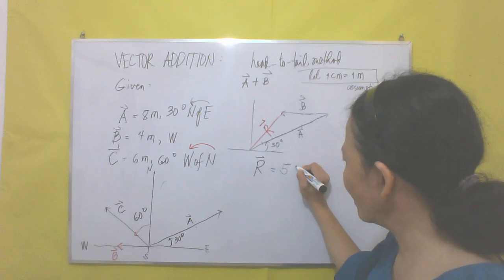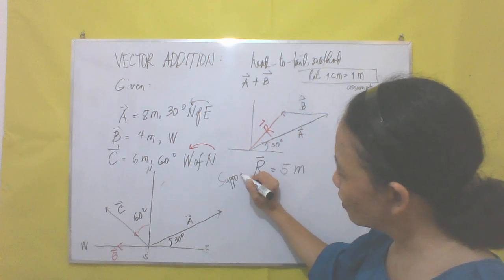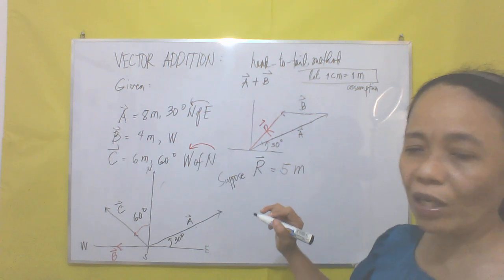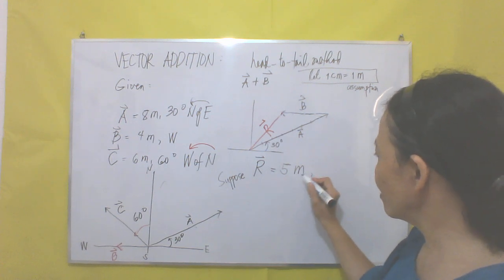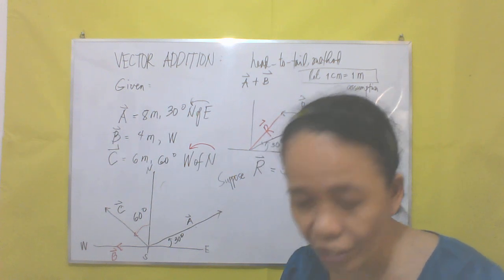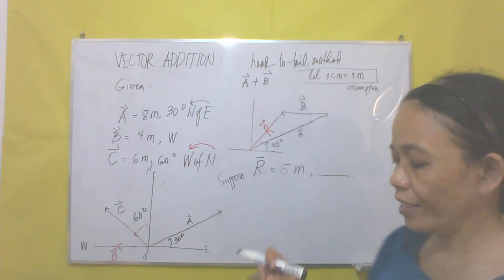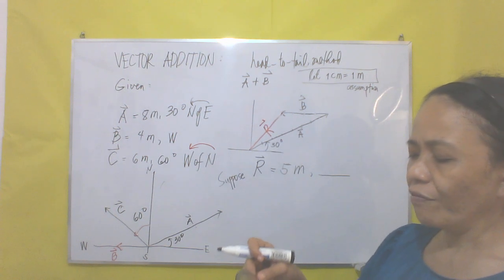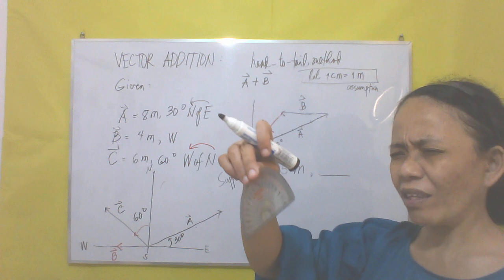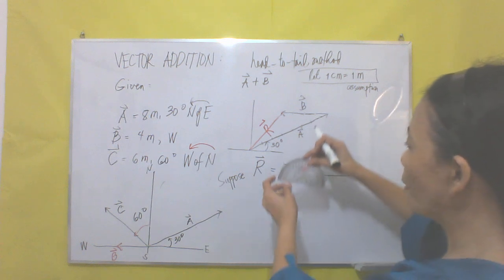Again, suppose. I am not saying that this is the exact value, but suppose the value of the resultant vector r is 5 meters, then what is the direction? To measure the direction of the resultant vector r, we're going to use your protractor. I have here a vintage protractor. I think this is a 20-year-old protractor.